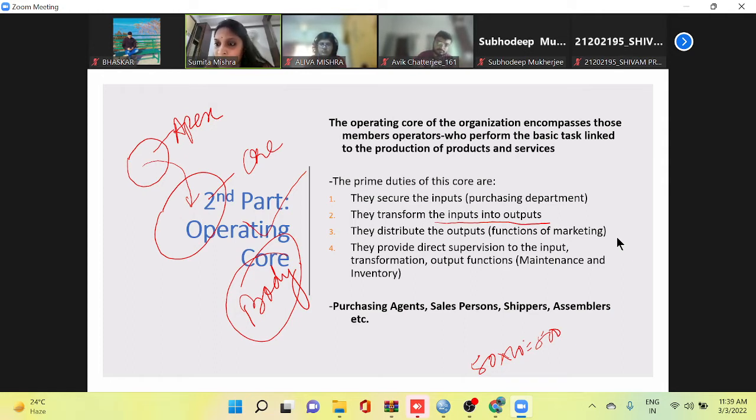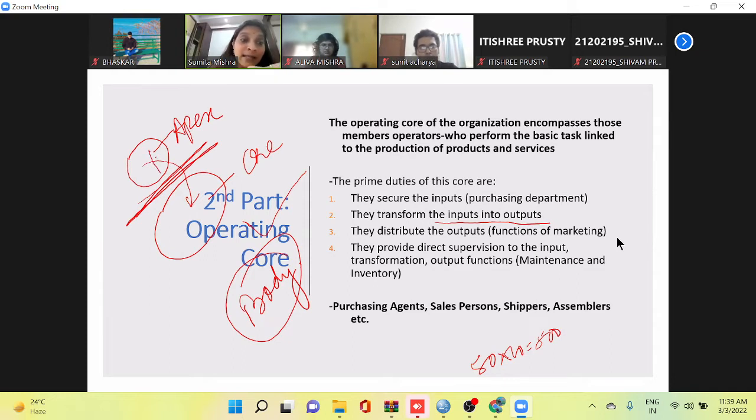That means people in the apex, some 2, 3, 4, 5, whatever, will be able to directly supervise the work of 500 people. Is that possible? No. It is impossible. 500 can become 5,000 also. Then in that case, the organization creates another layer to connect the apex with the operating core. That layer is called the middle line, which is the third part of the organization.